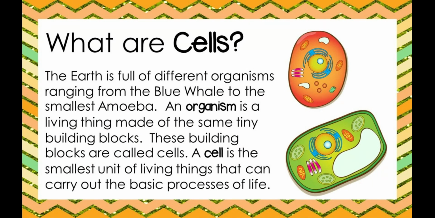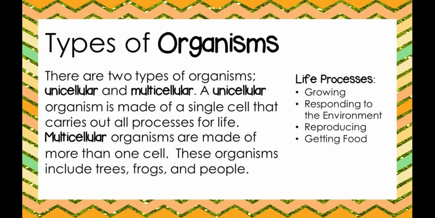Every living thing, every organism is made up of cells, and they are teeny tiny. You need a microscope to see a majority of cells. So the cell is the smallest unit of living things that can carry out the basic processes of life. When we're talking about cells, we have two different organisms. We have a unicellular organism and a multicellular organism.